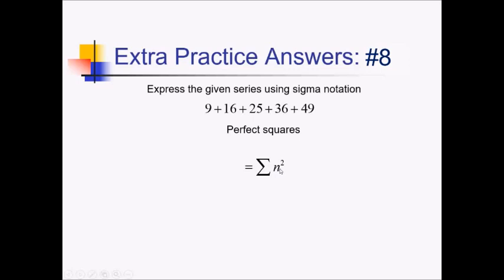What's the first thing I need to plug in for n to get 9? Well, that would be 3. So I'm going to start with n equals 3. And then we've got 49 as our last term. That's really 7 squared. So 7 is my upper limit of summation.